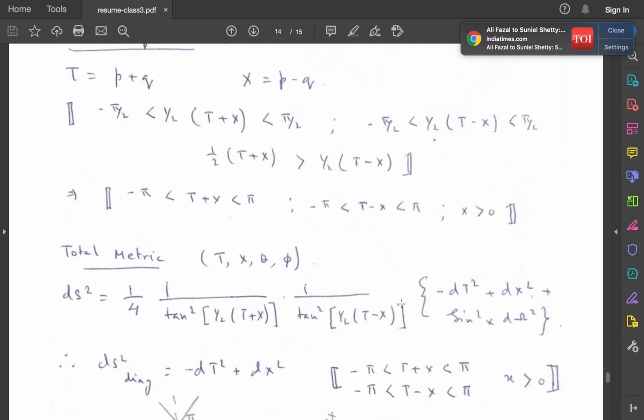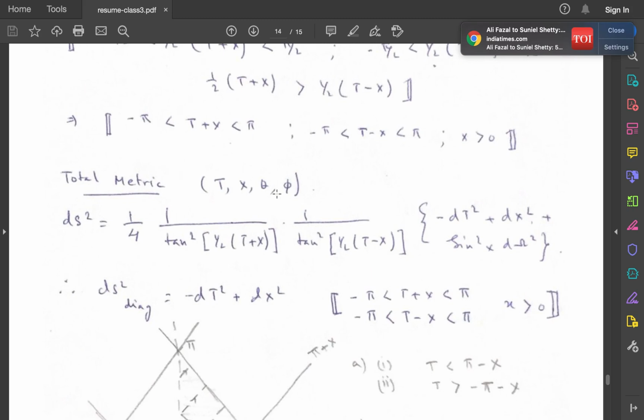So the total metric in terms of t, x, theta, phi, you have to check that. Again, this is the fifth homework that you have to do: check that this metric can be written in terms of 1/4 of tan square of half t plus x, tan square of half t minus x, which is not equal to 0, which is one of the conditions. And the inside part is multiplied by sine square x. This is the two sphere, which is multiplied by a factor in terms of the spatial part. However, this is in the form of the Minkowski metric.